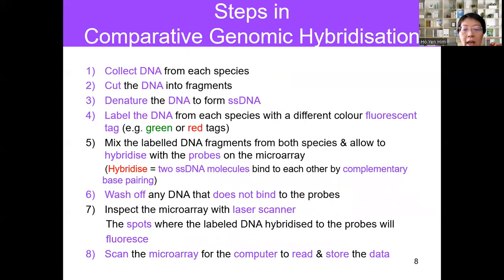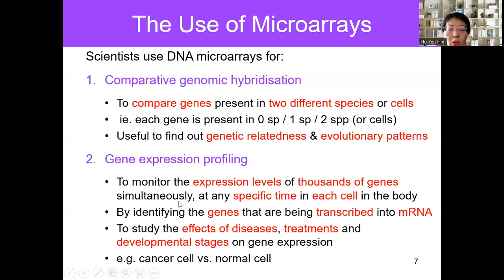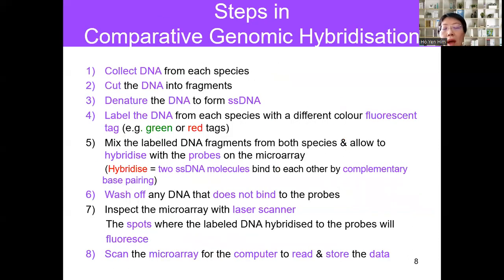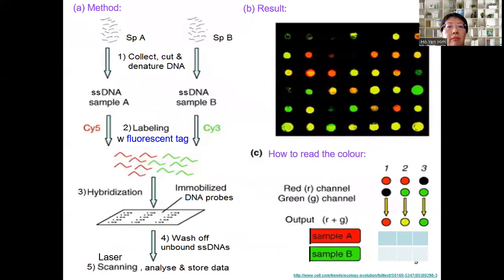So therefore, we're going to look at these two examples and the procedure of carrying them out. Now, these are the notes for you. I'm not going to read the notes. You read them yourself. I'm going to use a diagram to explain the procedure. So the first use of the microarray is to find out the absence and presence of certain genes in 2 species. So in this example, I'm going to show how we use microarray to find out the absence and presence of certain genes in these 2 species.